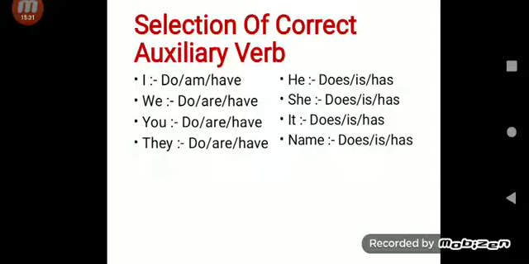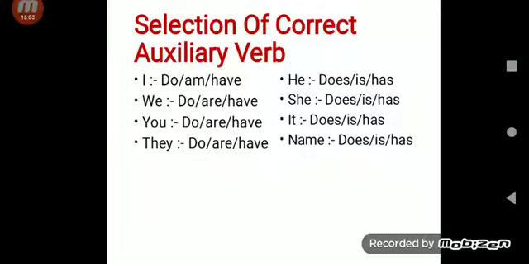If she is a subject, then you have to select does from present simple, is from present continuous, and has from present perfect or present perfect continuous. If it is a subject, then you have to select does from present simple, is from present continuous, and has from present perfect continuous.